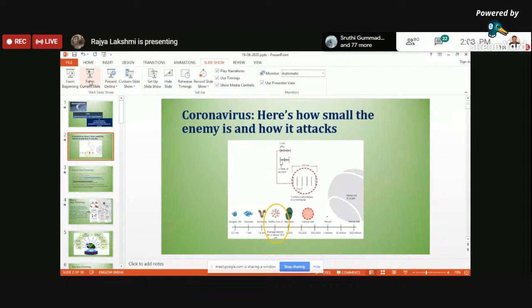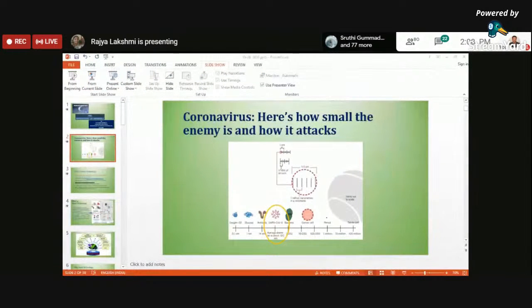When it comes to the size of the coronavirus, it is very, very small. It is about 120 nanometers. But how big is the world? What is the size of the world?